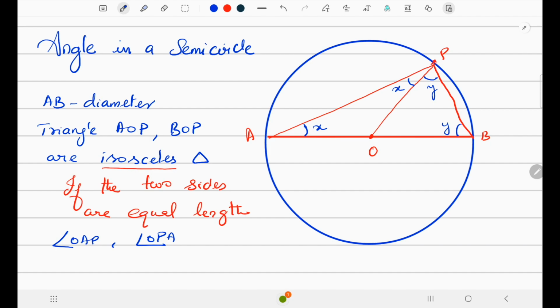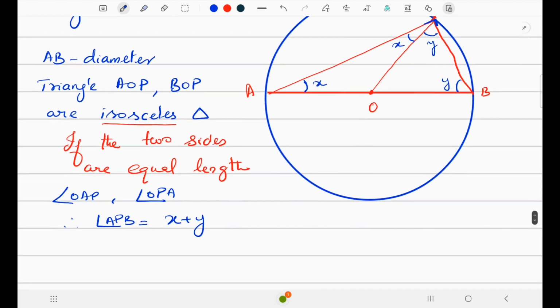And what is the angle APB? Therefore, angle APB equals x plus y. In short, I can say the angle at P is x plus y. Right? The sum of interior angles.